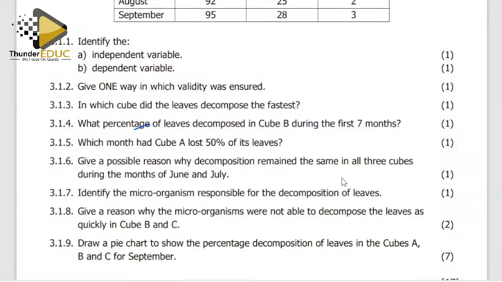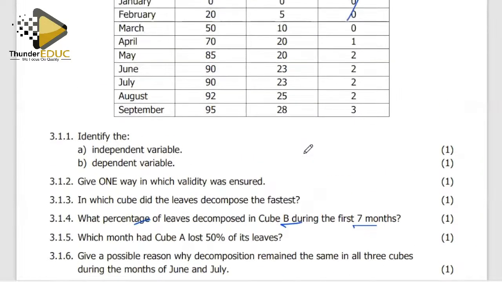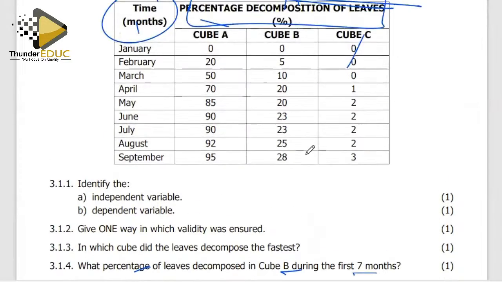What percentage of leaves decomposed during the first 7 months in cube B?